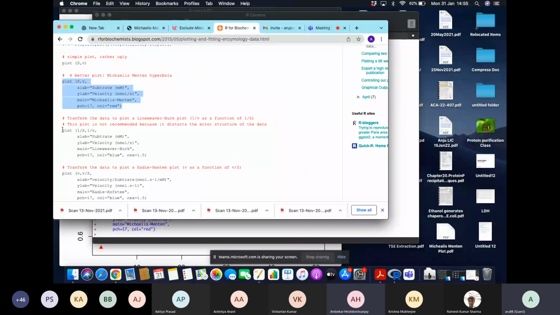So now I will go for the Lineweaver-Burk. That was the Michaelis-Menten part.